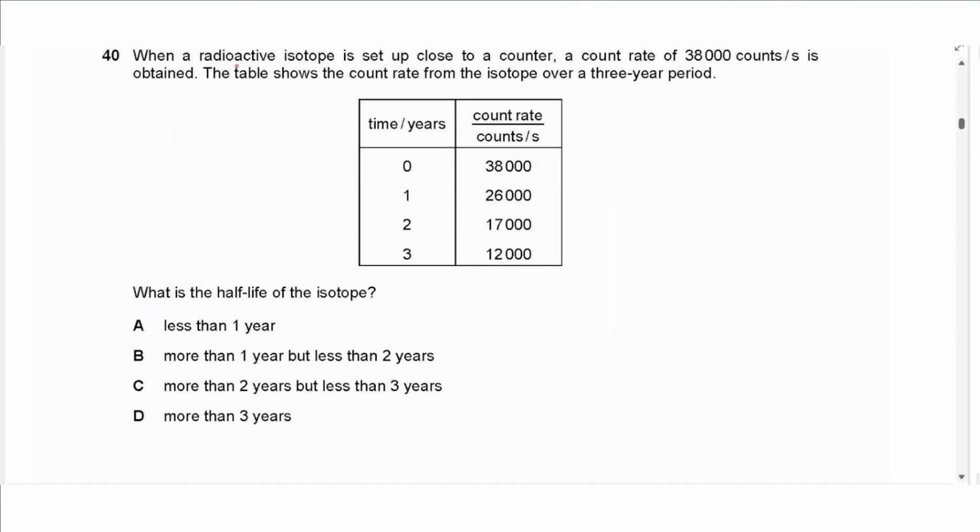Question 40 says when a radioactive isotope is set up close to a counter, a count rate of 38,000 counts per second is obtained. The table shows the count rate from the isotope over a 3-year period. What is the half-life of the isotope? So for one half-life to pass, we need to divide that by 2. That gives us 19,000 as a reading. So it's in between 26,000 and 17,000. So between 1 year and 2 years. So it is not less than 1 year, more than 1 year, but less than 2 years. Yes, that is the correct choice. So the answer is B.